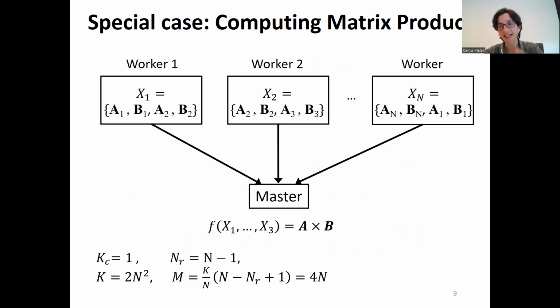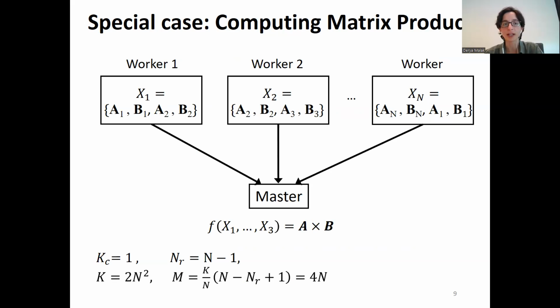So again, if we consider an example, it means that for this specific example, X1 contains two columns of A, A1 and A2, and two rows of B, B1 and B2. Similarly, X2 contains the second and third column of A, and the second and third row of B, and so on. And the master node wants to compute the product of A and B. In this case, we only have one function that is requested by the master.